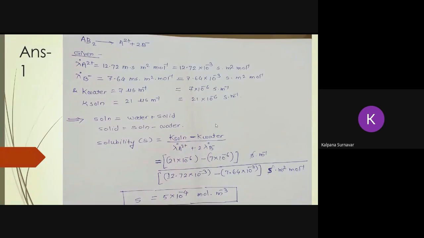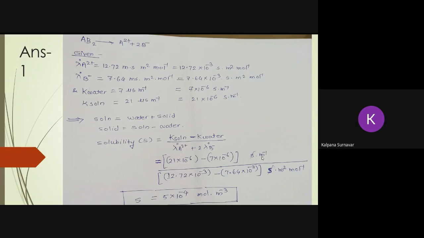Before this equation, there is one original equation. The equation of solubility is solubility equal to K solid divided by the equivalent conductance of the positive ion plus the equivalent conductance of the negative ion. But we have directly written, instead of K solid, K solution minus K water, divided by the equivalent conductance of the positive species plus the negative species, which dissociates as 2B−. That's why 2 into the equivalent conductance of B− is written here. Just put all the values in the equation. K solution is 21 into 10 raised to minus 6. K water is 7 into 10 raised to minus 6.